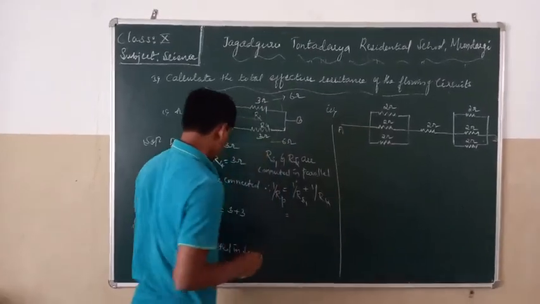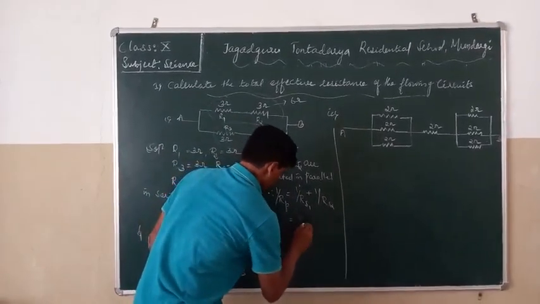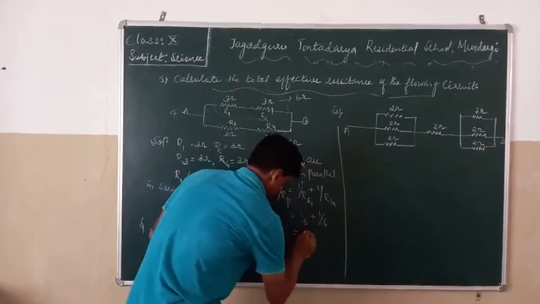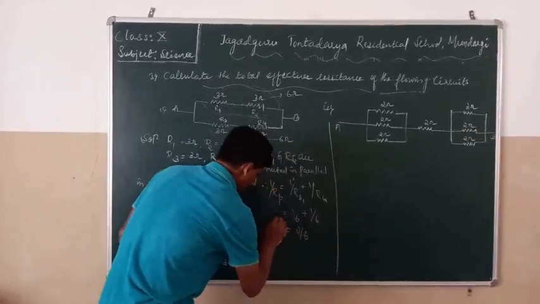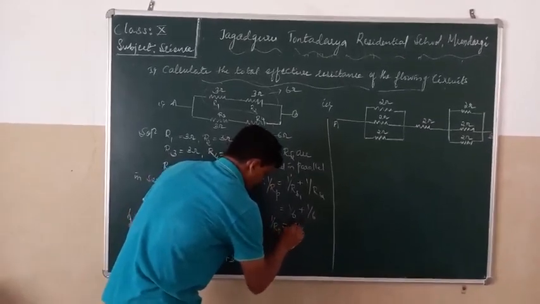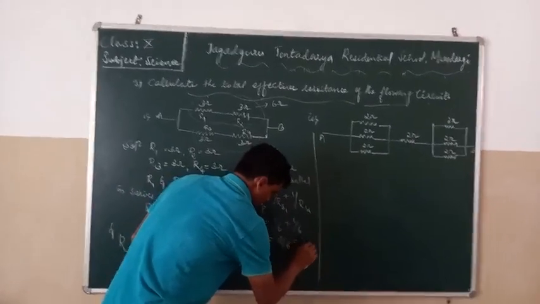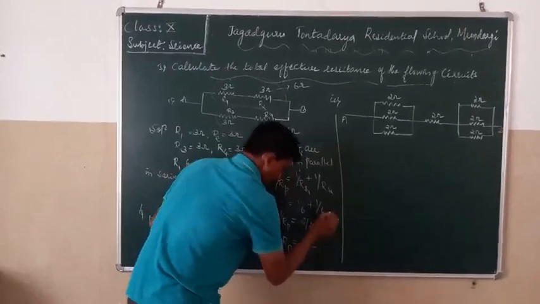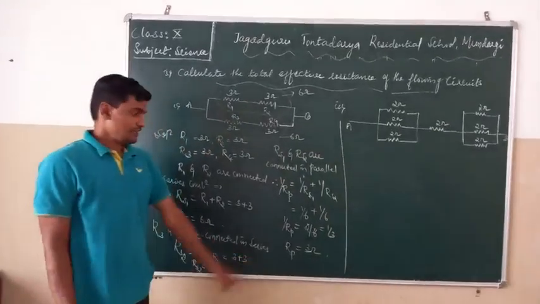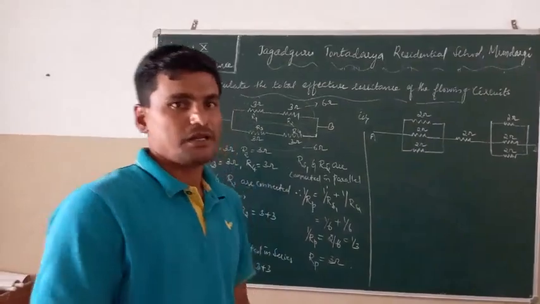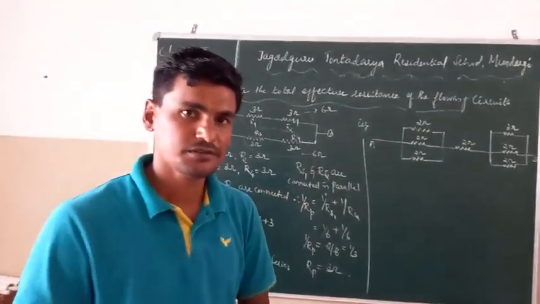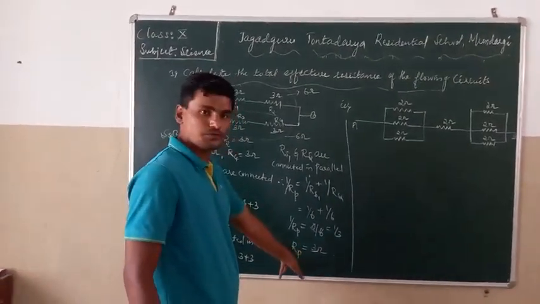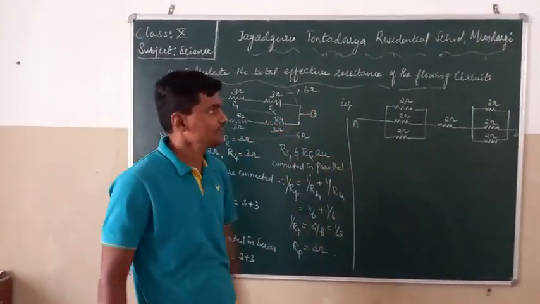What is 1 by Rs1? 1 by 6 plus 1 by 6. What is the LCM? 6. It means 2 by 6, that is 1 by Rp. I can say that 1 by 3. So therefore Rp is equal to what? 3 ohm. Parallel explained. If the resistors are connected in parallel, the effective resistance will be what? It will always be less than the least resistor. Understood now?